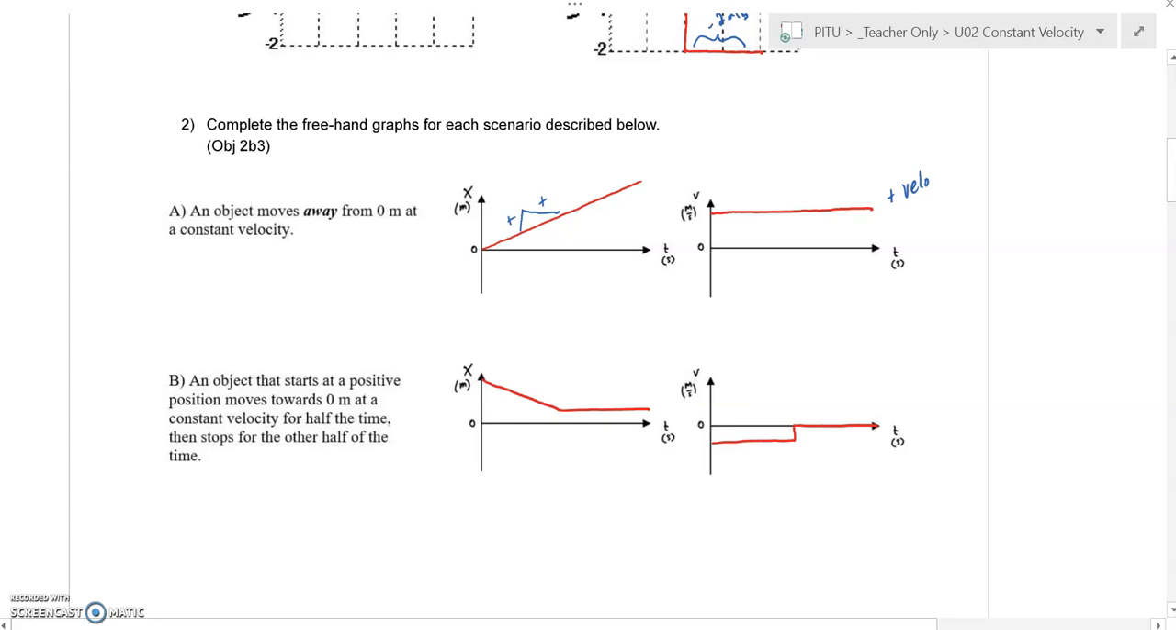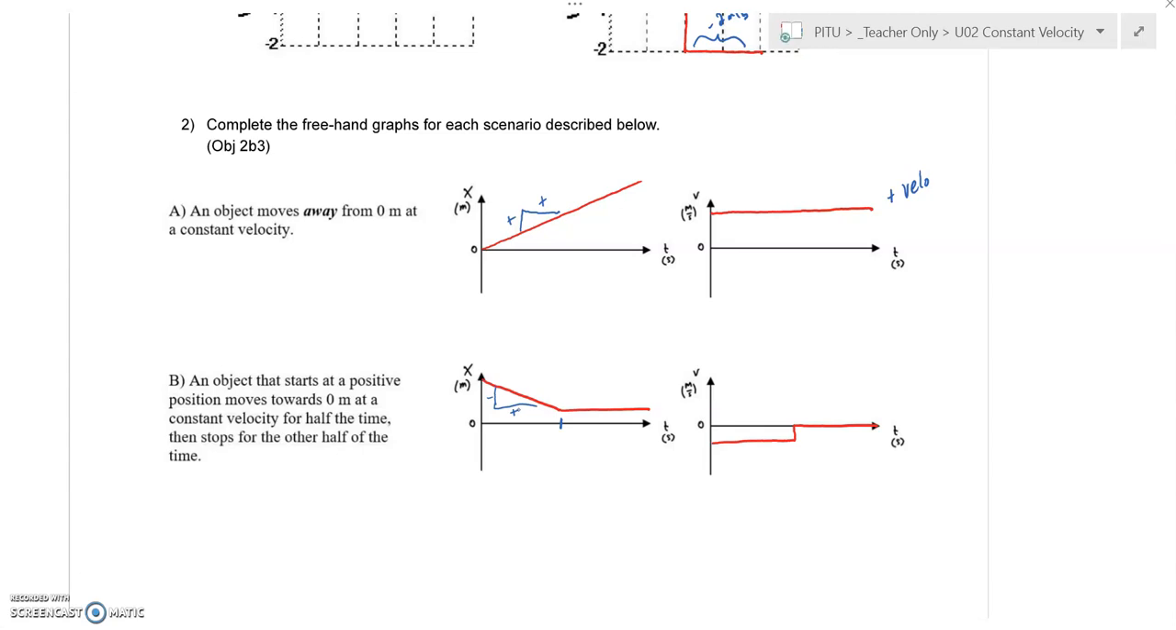Okay? Now for the second one here, it says an object that starts at a positive position, so it doesn't start at 0 meters, and moves towards 0 meters at a constant velocity for half the time, right? So I just judged half the time as being right about there. Then stops for the other half of the time. So if it's moving towards 0, then this is actually going to be our rise over our run. This is going to be a negative, right? That's going to give us a negative velocity, right? So whatever that number is, it's moving towards us for the first half.